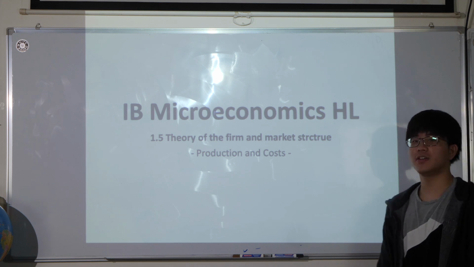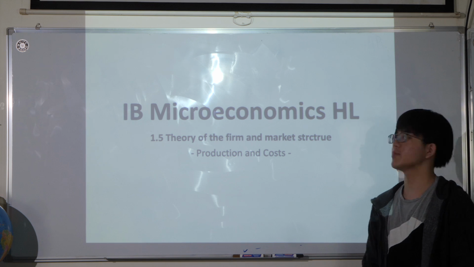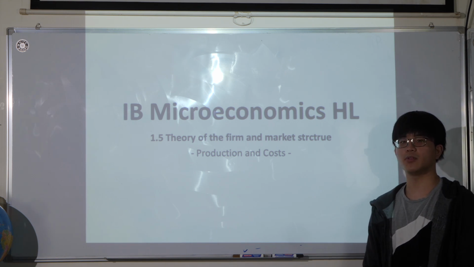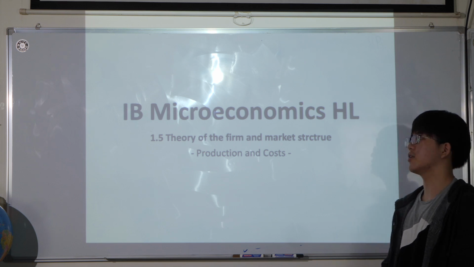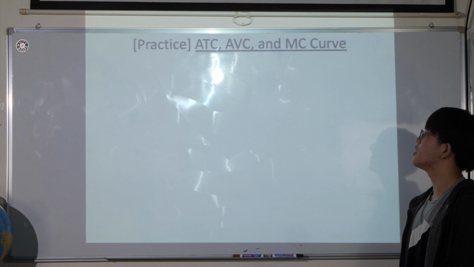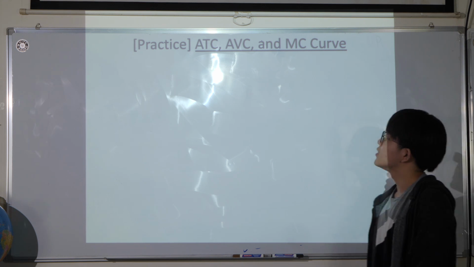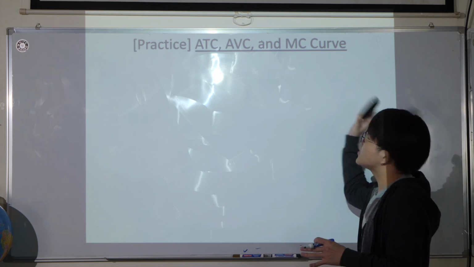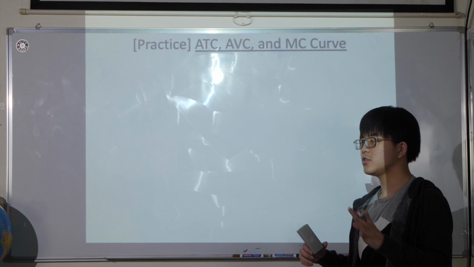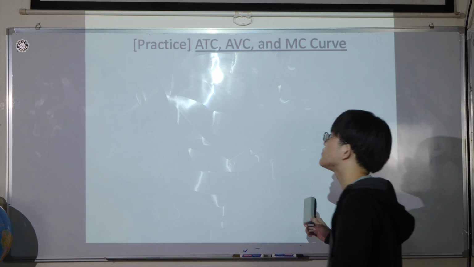So today we'll cover the third section of production and cost, in the chapter on the theory of the firm and market structure. And this is actually one of the most important things that you should understand and memorize: the graph. So we will first practice how to draw the ATC, AVC, and MC curves. First, we covered the MC curve, but we didn't cover the ATC and AVC curves. But you should understand how to draw them and understand their features.